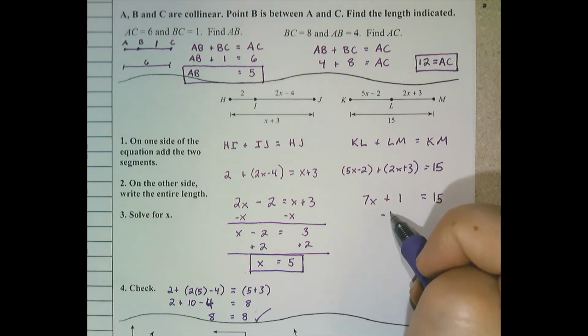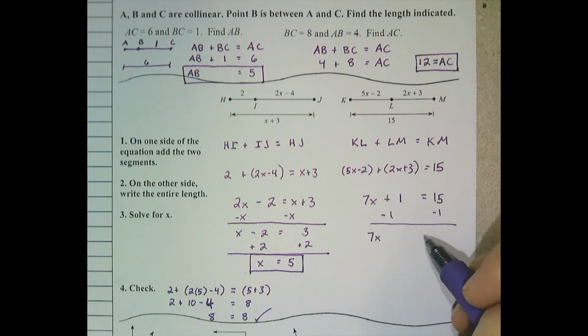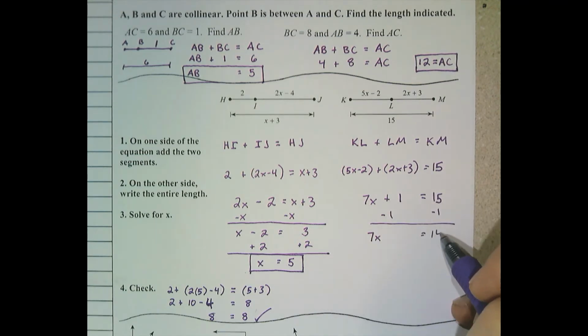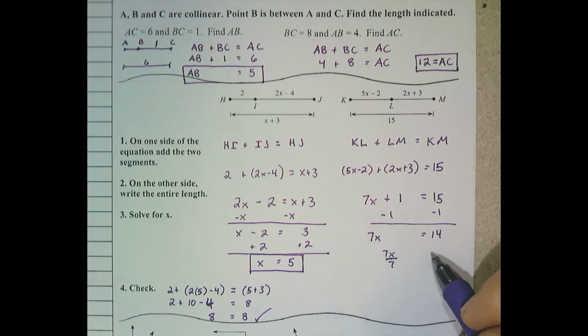And move through solving the problem. 15 minus 1 is 14. Divide both sides by 7 to get an answer of 2. So x is 2.